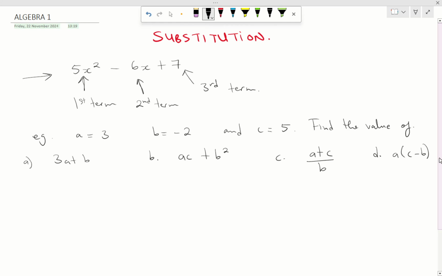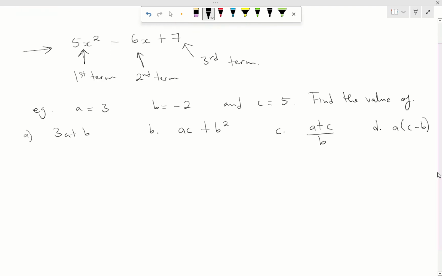So when we have such an expression, 3a plus b, when we're substituting, wherever we have these letters, we replace them with the value that we are given. For part a, 3a is 3 times 3, that is 9, plus b, which is negative 2. The plus and the minus gives us a minus, so 9 minus 2 gives us 7.